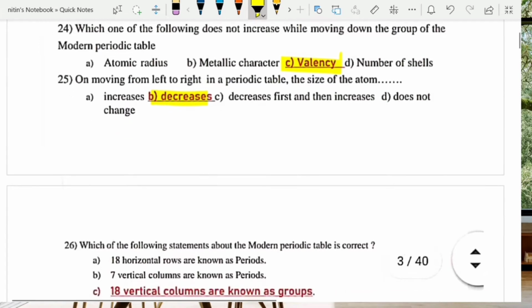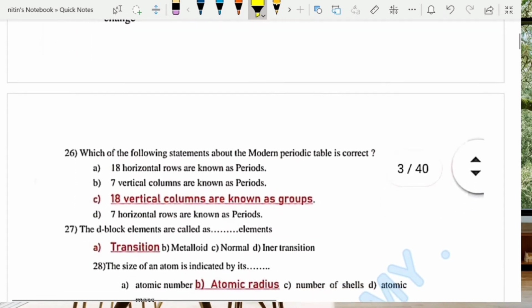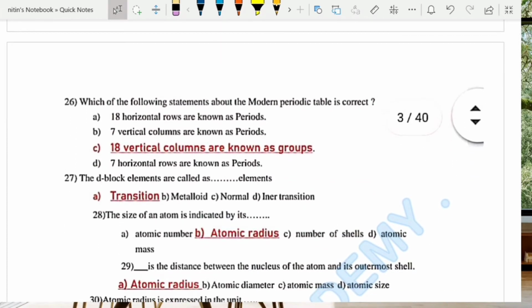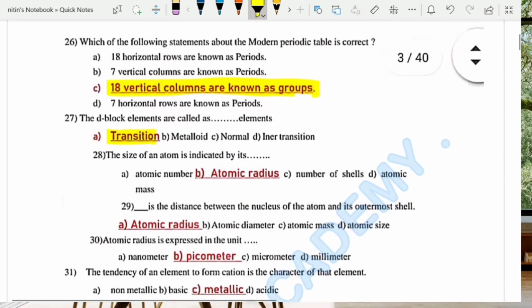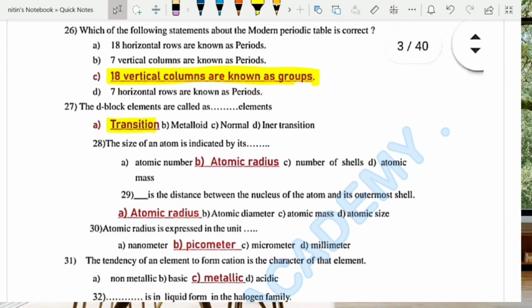Next, which of the following statements about the modern periodic table is incorrect? The 18 columns are known as groups. The d-block elements are known as transition elements. Next, the size of an atom is indicated by the atomic radius.